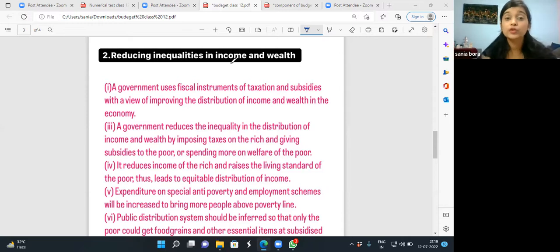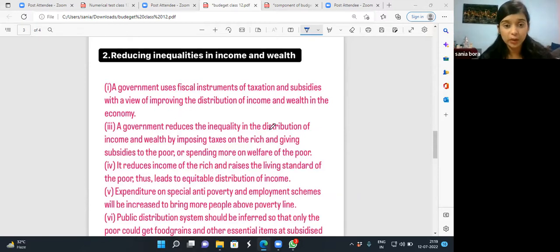It's the duty of the government to reduce the inequality. There is inequality: rich people are over here and the poor people are over here. Government has two instruments, one is tax and one is subsidy. Through that only, government reduces the inequality. Government uses the fiscal instruments of taxation and subsidies with a view of improving the distribution of income and wealth.